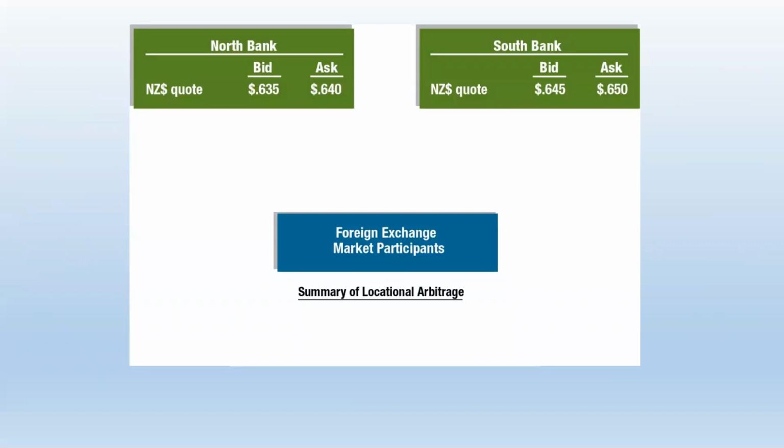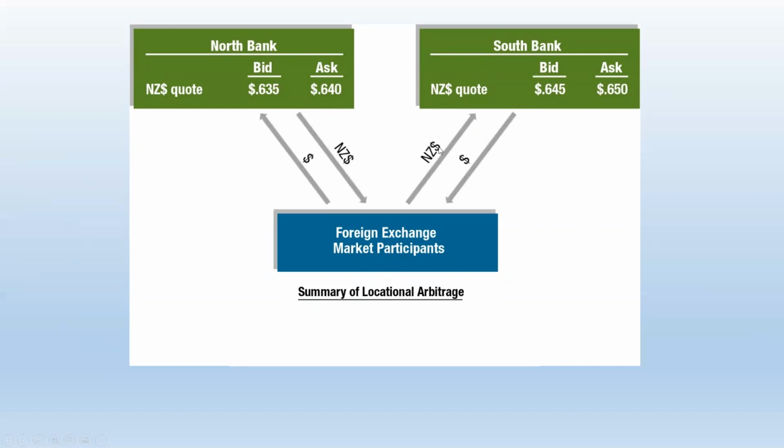So here is an example. North Bank quotes the New Zealand dollar. It has a bid price and ask price. South Bank has a bid price and ask price. So you will find that the bid price of South Bank is higher than the ask price of North Bank. This is a condition in which you can conduct locational arbitrage.